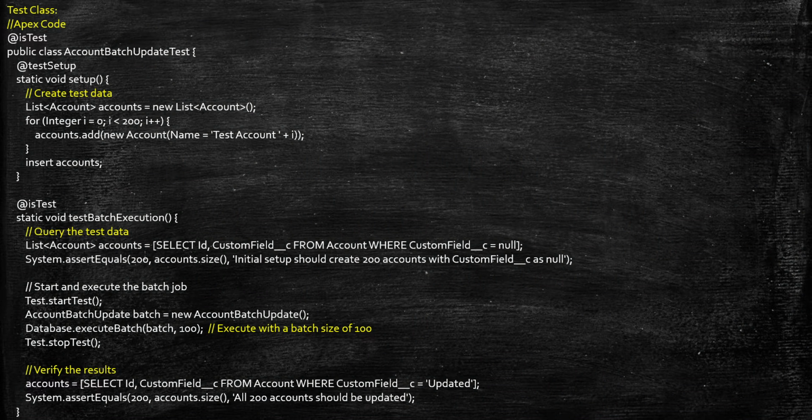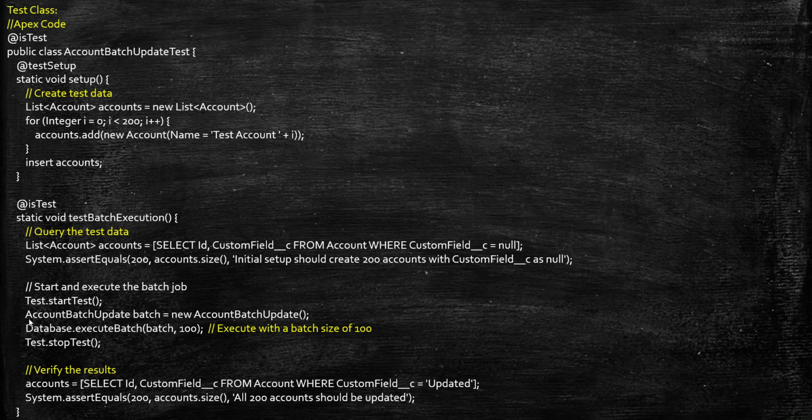Then I created a test class for the above batch class: @isTest public class AccountBatchClassUpdate, followed by @testSetup. Here I have used static void setup, which creates your test data: a list of account records, new list, for integer i = 0; i < 200; i++, accounts.add(new Account(Name = 'Test Account' + i)), then insert the accounts. After that I query the test data, static testMethod void testBatchExecution, list of accounts. I query the accounts and System.assertEquals(200, accounts.size()).